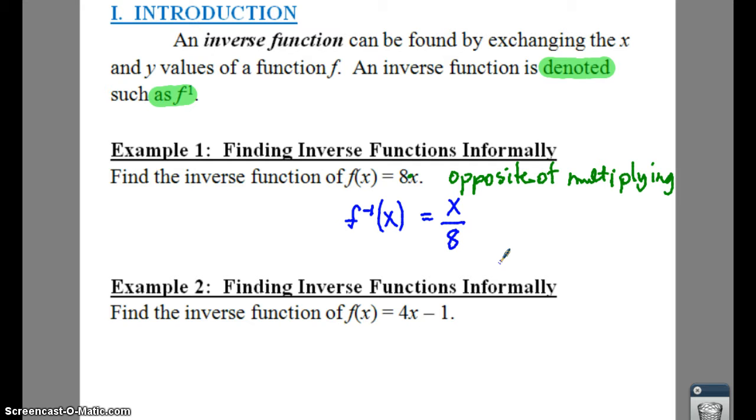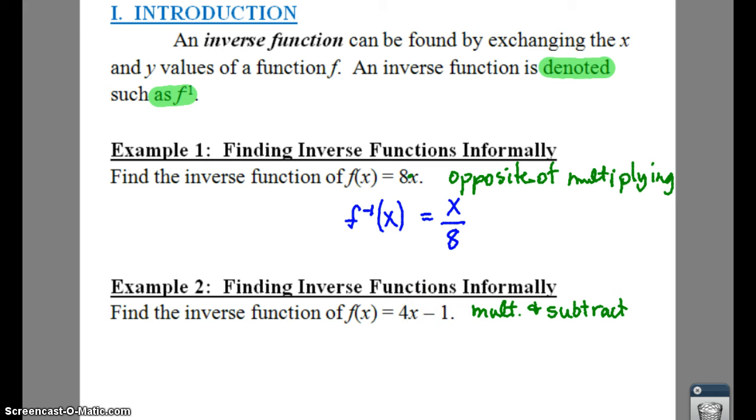For example 2, you want to find some more functions informally. Now in this case, you have some multiplication, so you have multiplying and subtraction. The opposite of subtracting and multiplying is going to be addition and division. Now when you do that though, it's just like solving an equation. You'd have to change your negative 1 first.